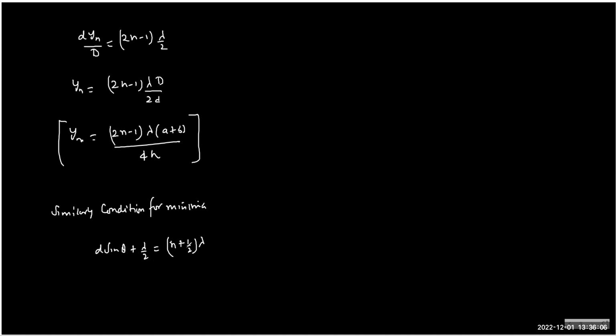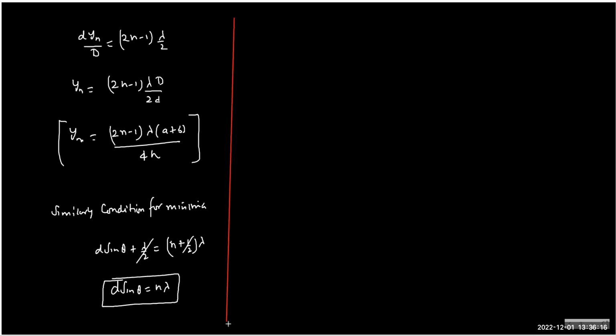Yes, sir. And what you can see is that this half will cancel out. So d sin theta becomes n lambda. So you can see the role has been reversed, right? Yes, sir. Now, when you see a formula in which we have 2n minus 1, the n will start from 1.